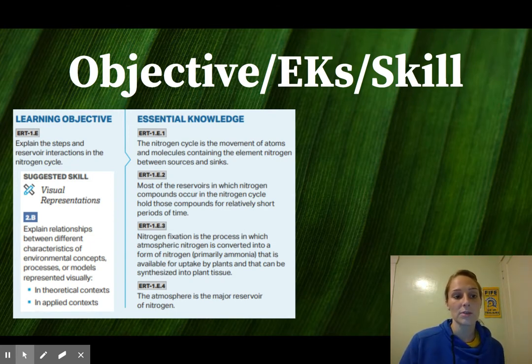Now, the learning objective for this is for you to be able to explain the steps and reservoir interactions in the nitrogen cycle. Some of the essential knowledge that you'll be gaining is the movement of atoms throughout the nitrogen cycle, some of the reservoirs where nitrogen is held, nitrogen fixation, what that process is, and then the idea that the atmosphere is going to be your major reservoir for nitrogen. And the suggested skill that you're going to have at the end of this is to explain relationships between different characteristics of environmental concepts, processes, or models represented visually.